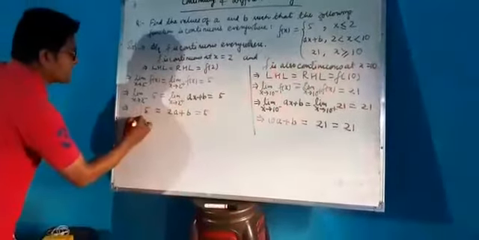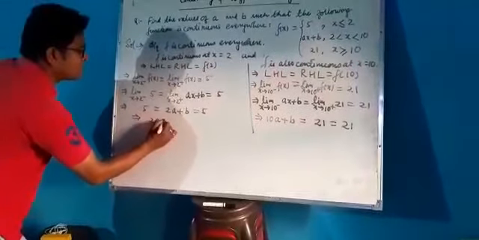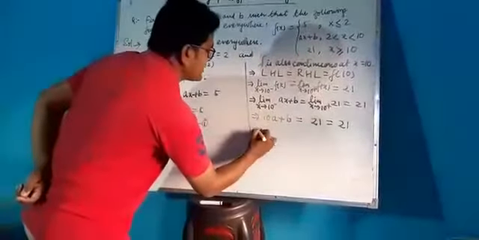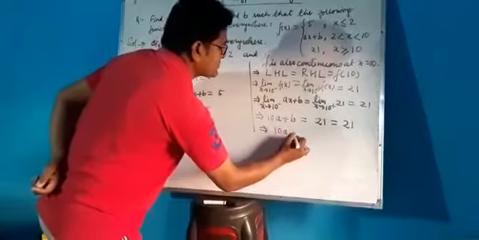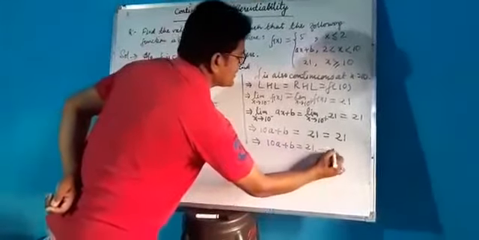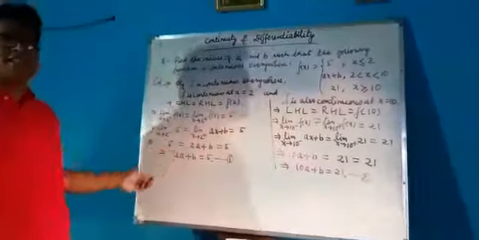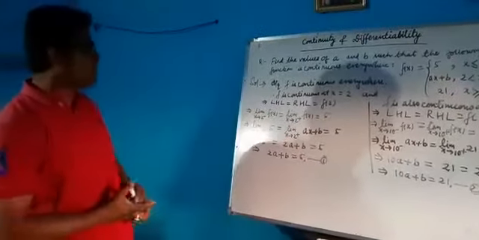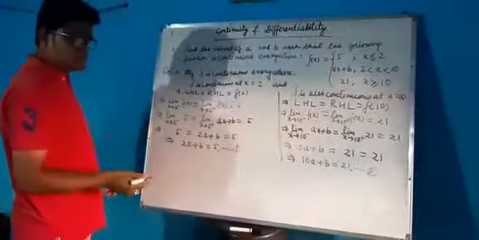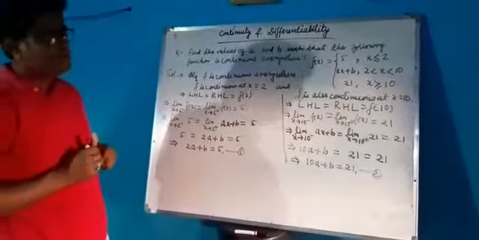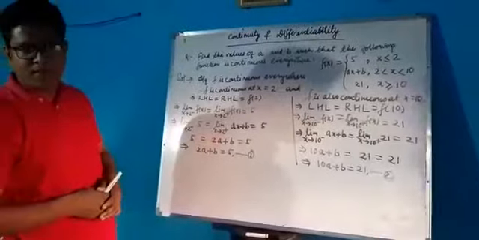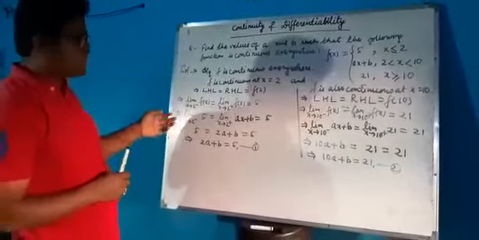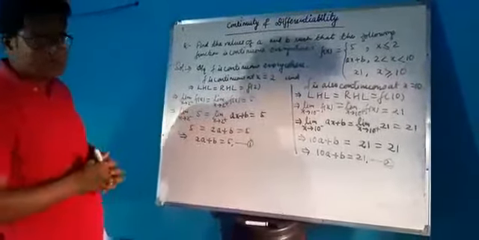So from here I can get one equation: 2a plus b is equal to 5, equation number 1. And from here I can get another equation: 10a plus b is equal to 21, equation number 2. Now we can easily solve both the equations and find the values of a and b. There are so many methods you have studied in class 10. Linear equations in two variables can be solved by the method of elimination, substitution, cross multiplication, and many more methods you can use.